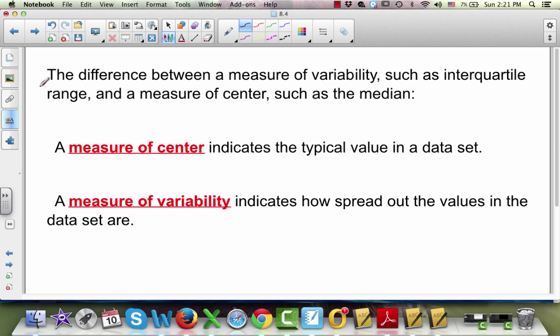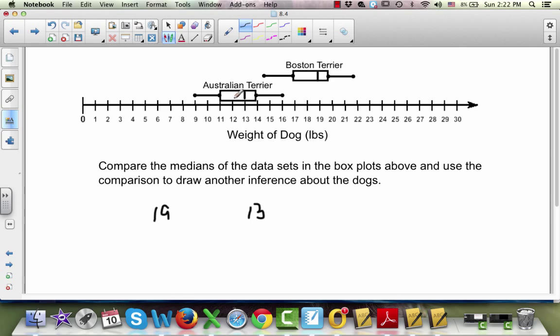All right, now the difference between a measure of variability, such as interquartile range, and a measure of center, such as the median. The measure of center indicates the typical value in a data set, like the average, or mean, or the middle number. A measure of variability indicates how spread out the values are in the data set. Let me go back 1 second here. The measure of center would be right here, the median. That's the measure of center. The box is the measure of variability.